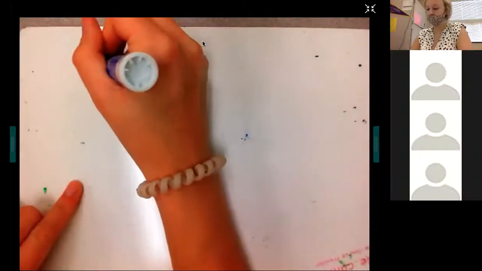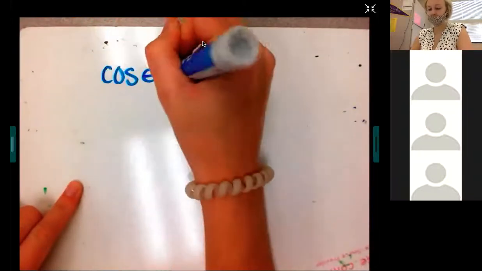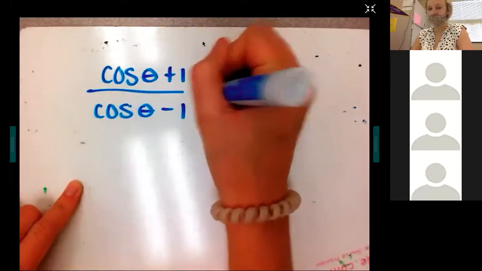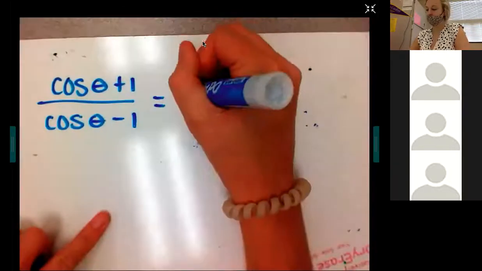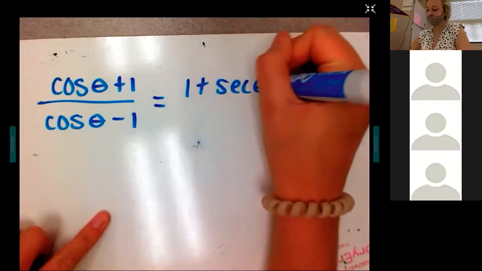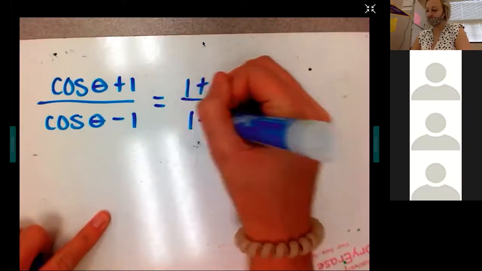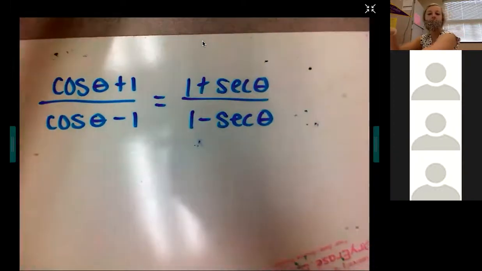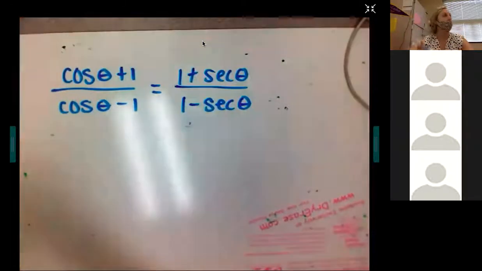I'm gonna zoom out and do it on my whiteboard. So number 4 asked you to prove that the cosine of theta plus 1 over the cosine of theta minus 1 equaled 1 plus secant theta over 1 minus secant theta. Which side do you guys want me to adjust and try to rewrite?